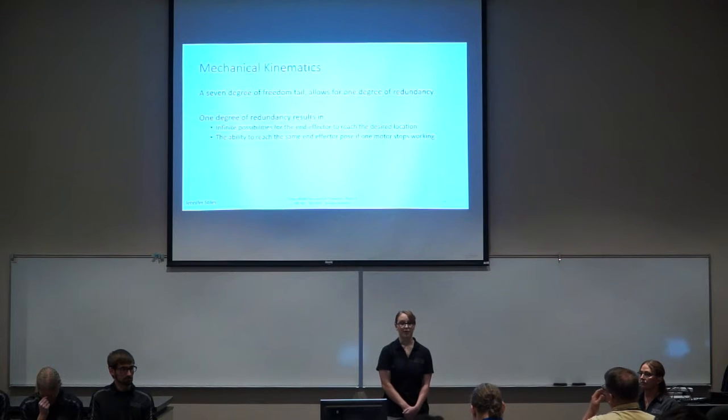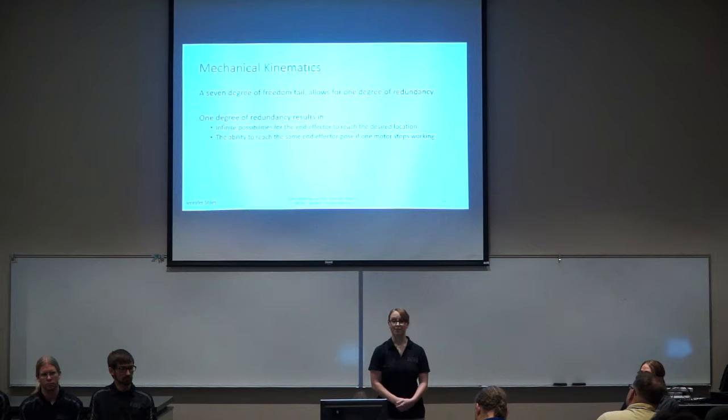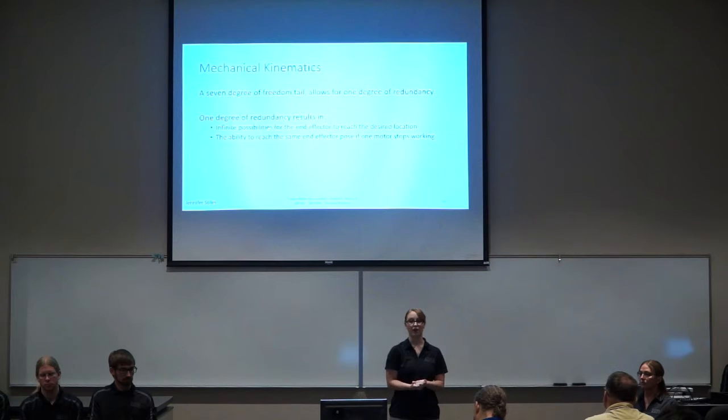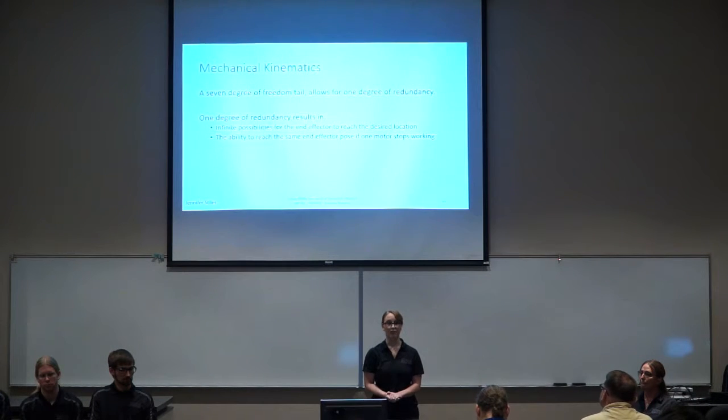7 degrees of freedom does allow for 1 degree of redundancy. The degree of redundancy is nice because it does allow our end effector to reach the same position even if one of the motors does fail. One of the other problems with having a degree of redundancy is that there are infinite possibilities to reach that location. And so to reduce the number of options and find the most optimized path, a damped Jacobian pseudo-inverse algorithm was used in our kinematics.